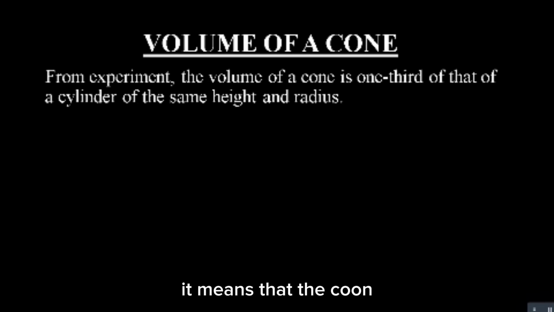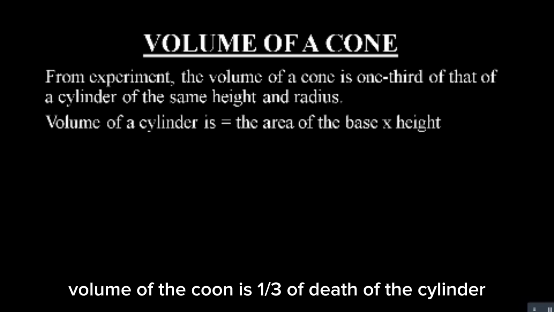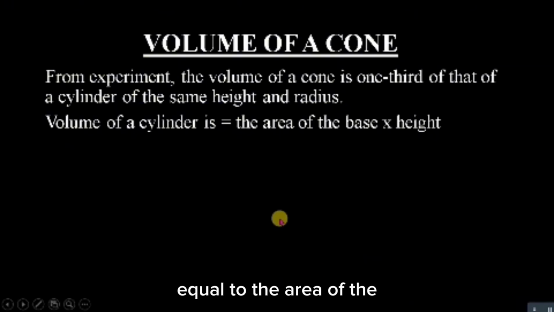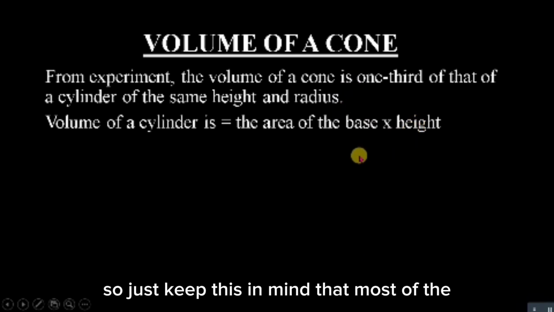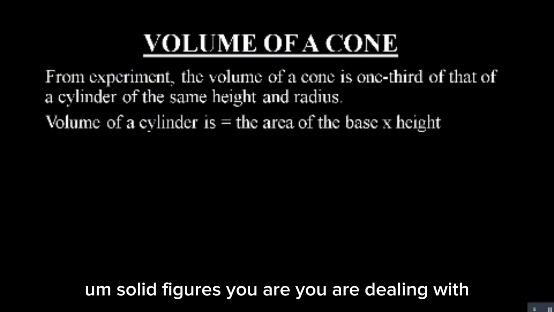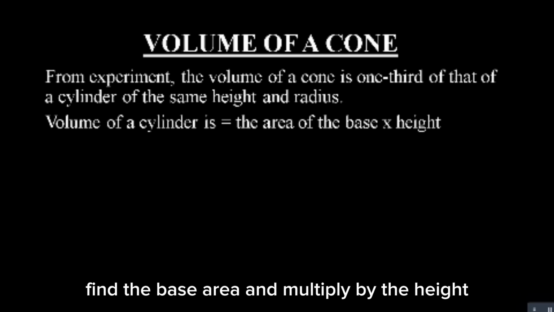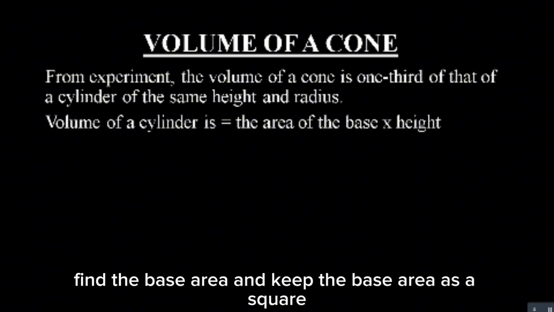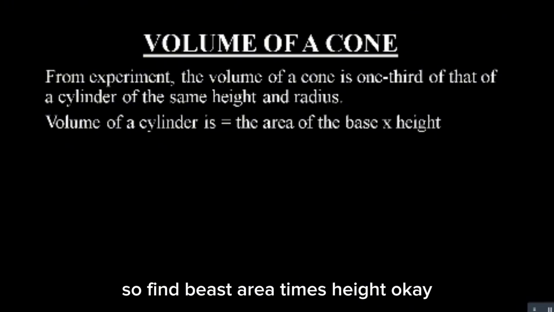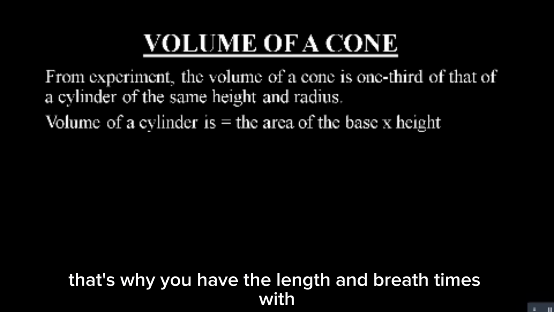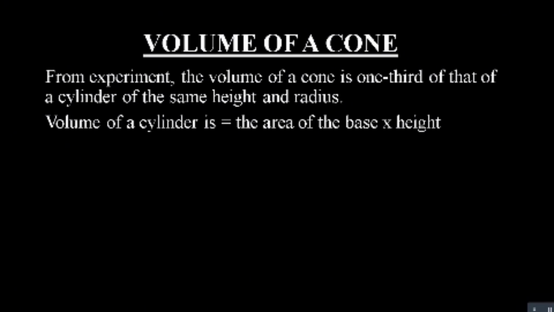And the volume of a cylinder is equal to the area of the base times height. Base area times height. So just keep this in mind: for most of the solid figures we are dealing with, if they ask you to find the volume, find the base area and multiply by the height. If it's a cuboid, find the base area times height. If it's a cube, the base area is a square, so find base area times height. That's why you have length times breadth times height. And in the square or the cube, you have the same thing over there.